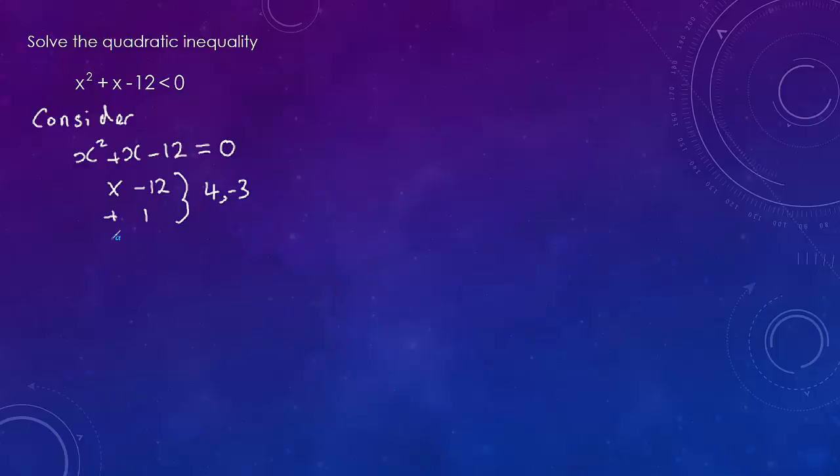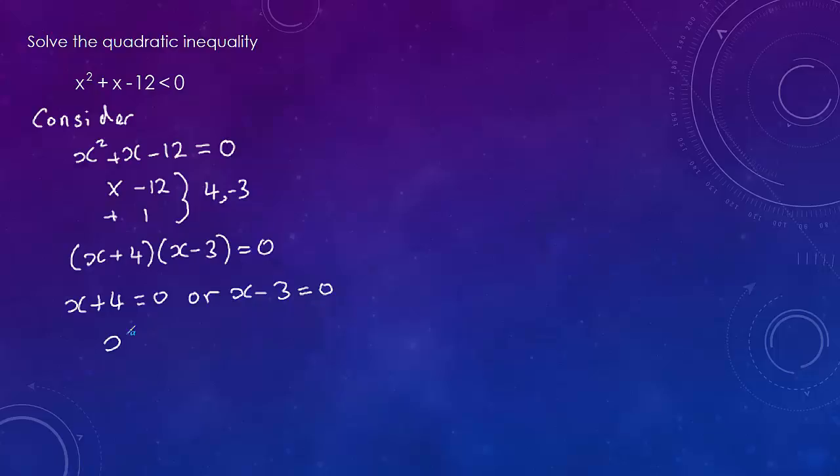Because this is a monic quadratic, we can go straight away to brackets. x plus 4, x minus 3 is equal to 0. So x plus 4 is equal to 0, or x minus 3 is equal to 0, giving us that x is equal to negative 4, or 3.